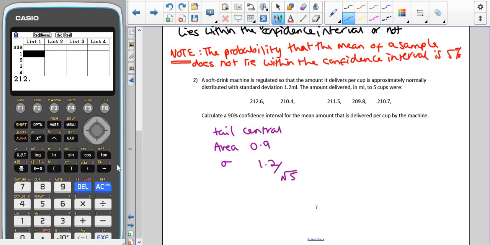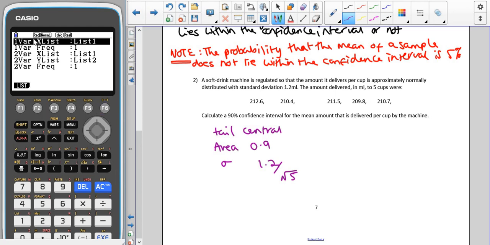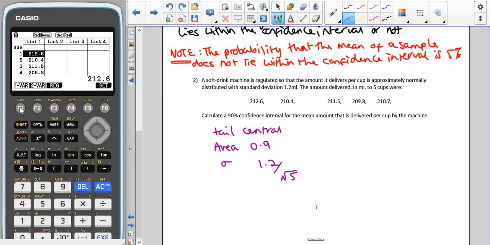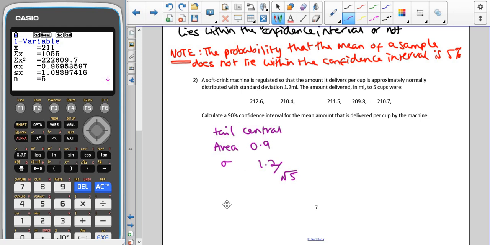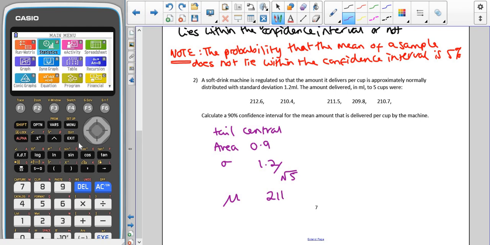So 212.6, 210.4, 211.5, 209.8 and 210.7. Just a quick check that we have typed all of those in correctly. Then we're going into calc. I did check this for the last one, but remember that it needs to say list 1. We have no frequencies. And then we go into 1 var. And we can see there that our mean is 211.